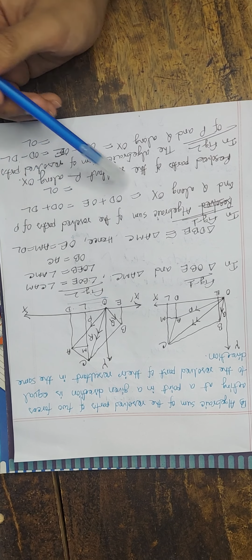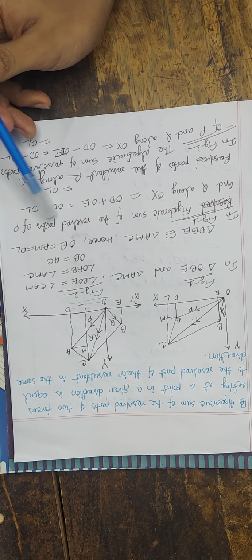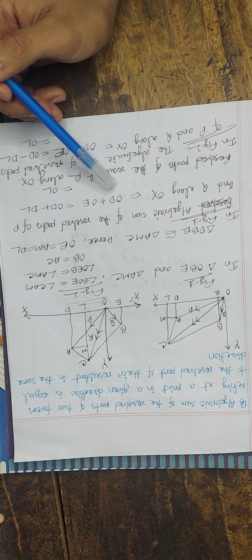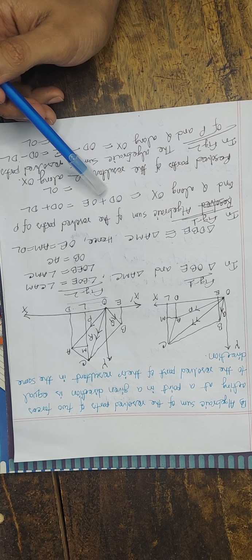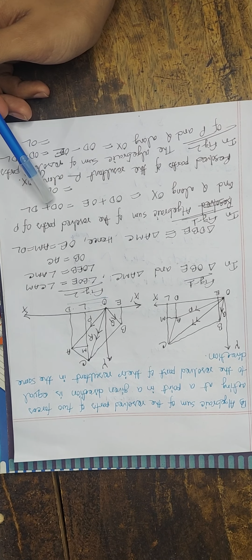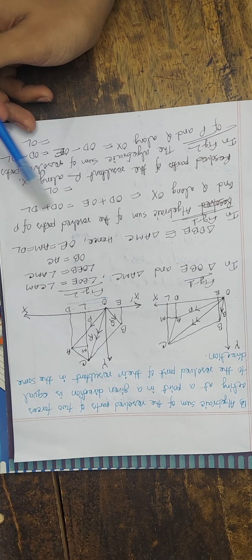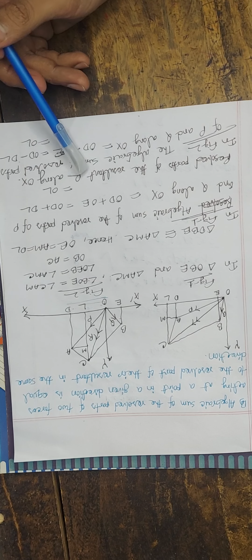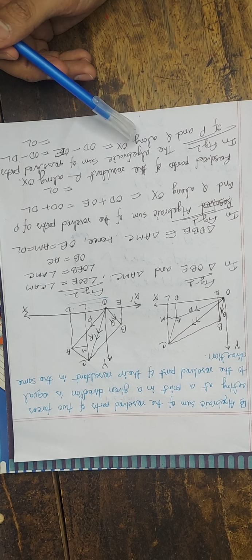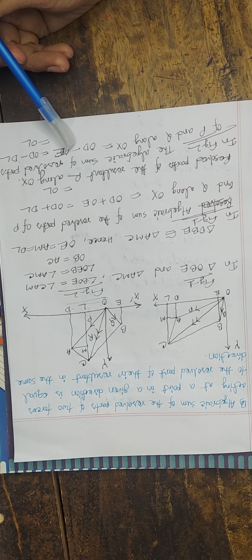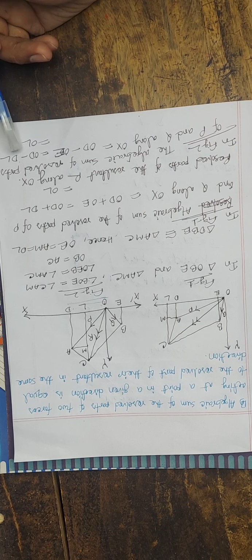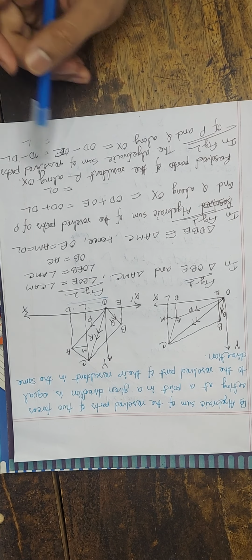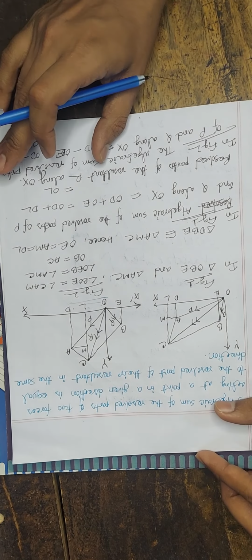Now the algebraic sum of the resolved parts of P and Q along OX is OD plus OE. OE is equal to DL, so OD plus DL is equal to OL, and the resolved part of the resultant R along OX is OL. That is what we needed to find.